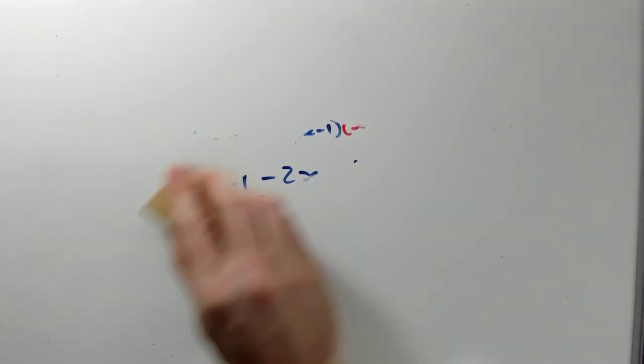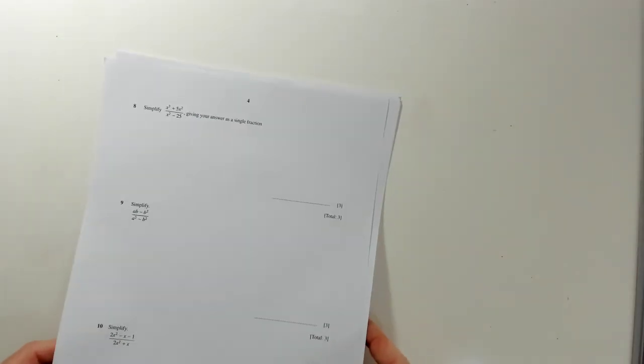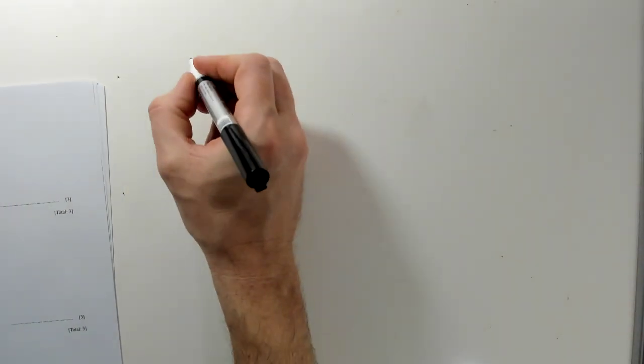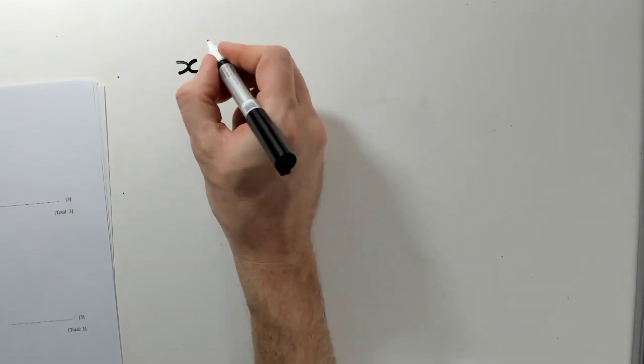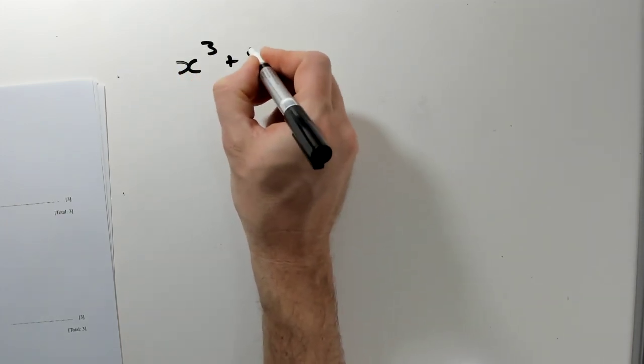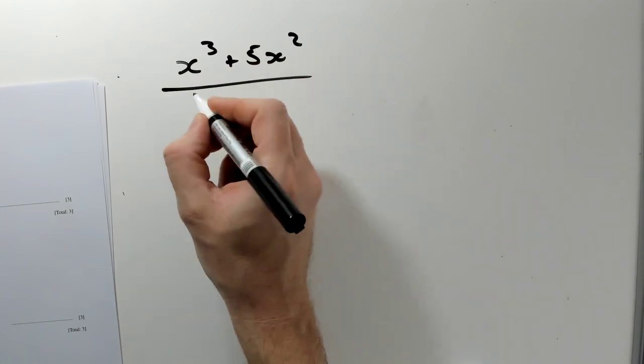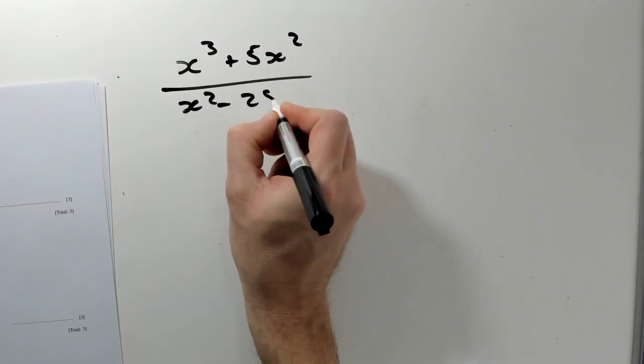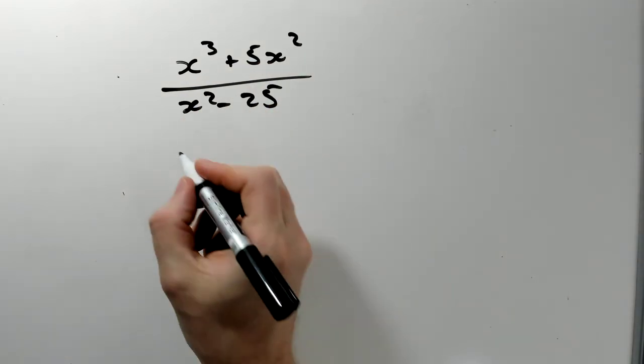Let's do our next one. Close to the end, 3 more to go. Oh, nice and simple one here. I have x to the power of 3 plus 5x squared all over x squared minus 25, similar to a previous one we saw.